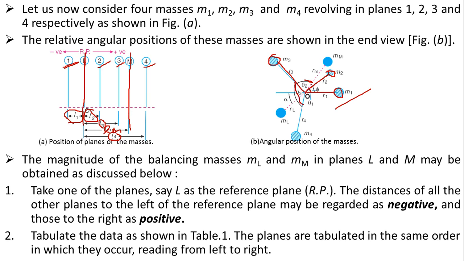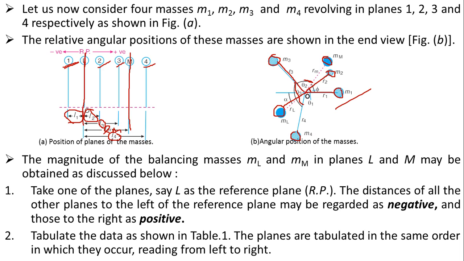Same way as you did for a single plane, here they are in different planes. You will understand the position of planes only in the first figure, where it is in different planes. If you see this angular position, it looks like a single plane only, but here it is in different planes. Then mass M4 is also given there. So the balancing masses we consider here, ML and M, will be at these positions. This position you have to find out. It is not given directly, which means you have to find out these balancing masses.